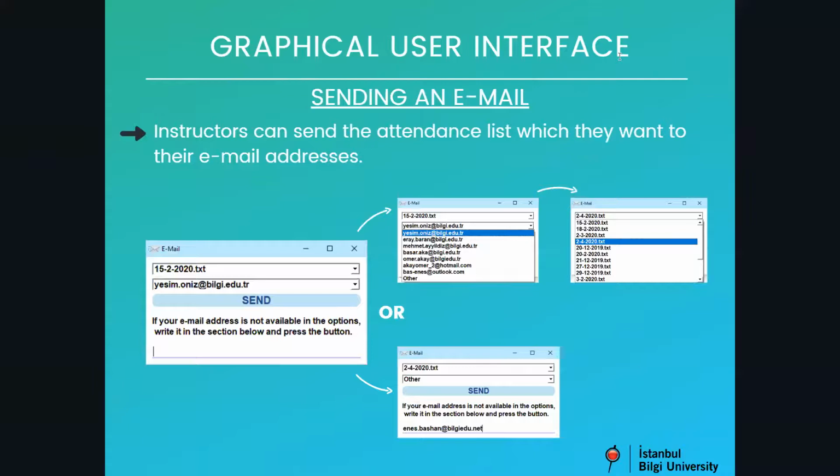Sending email. What should the instructor do if he wants to get the attendance list? Of course, we have also developed a function for this. Instructors should press the sending email button. They should choose the date of the list they want to receive and their own email address.